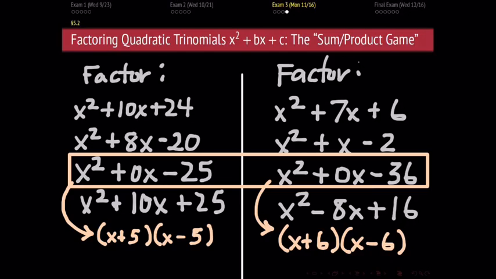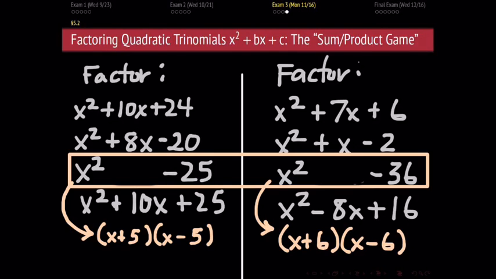Usually, these problems will come at you looking like this: x squared minus 25, x squared minus 36. Usually you won't be given the luxury of seeing that 0x there in the middle. But if you do see the 0x there in the middle, that gives you a way to use the same sum and product game that we talked about today to factor expressions that don't have that middle term.